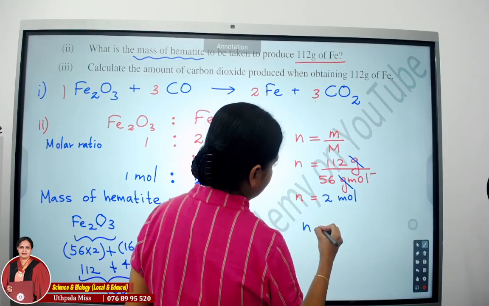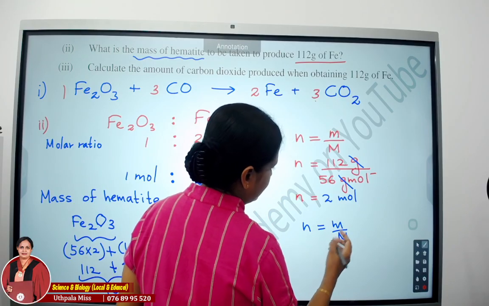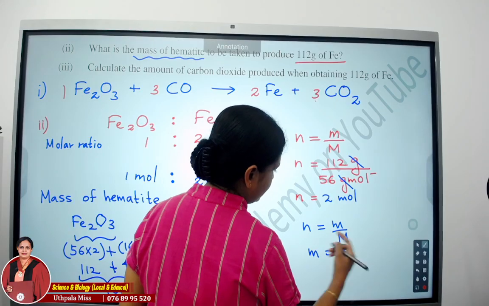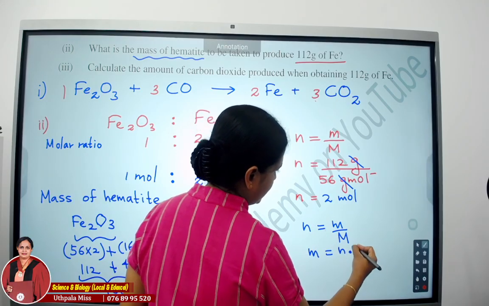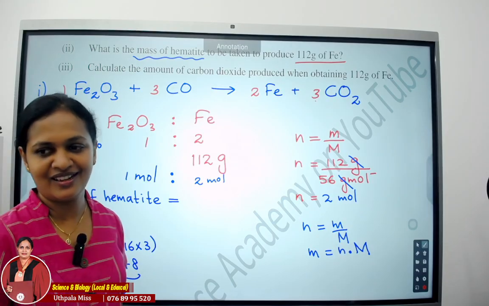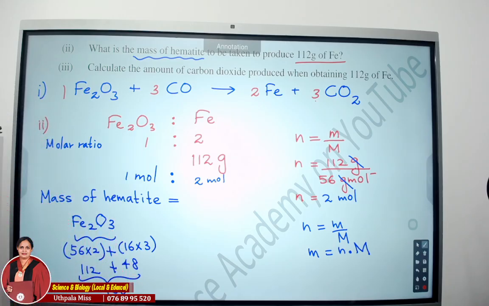So how do we find the mass? Write again: number of moles equals mass divided by molar mass. So the mass equals number of moles multiplied by the molar mass. You will get the mass. Find the mass of hematite that way. The second part asks: what is the mass of hematite to be taken to produce 112 grams of iron?